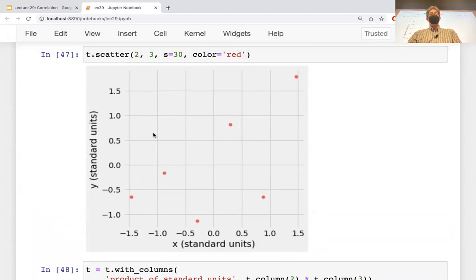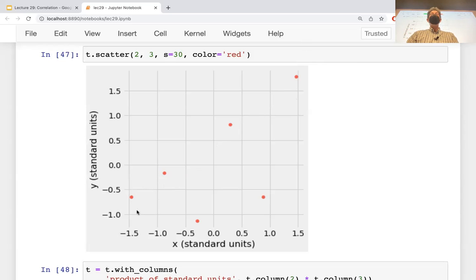The most important feature of the fact that we're multiplying is that if you take something in the lower left corner, which means it's negative x and negative y in standard units, then you're going to get some positive product. If you take something in the upper right, which is positive x and positive y, you're going to get some positive product. And so if you have a data set with lots of points in the lower left corner and lots of points in the upper right corner, which gives you a positive linear association, then you're going to be averaging together a bunch of positive numbers.